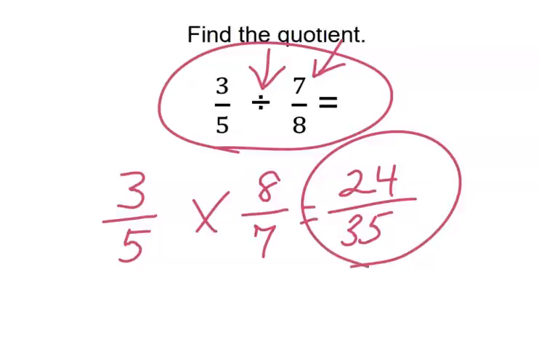Is there any number that goes into both 24 and 35? Nope. So there's our answer. 24 over 35 is the answer to this division problem.